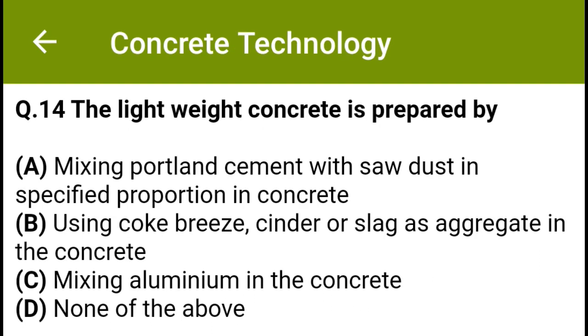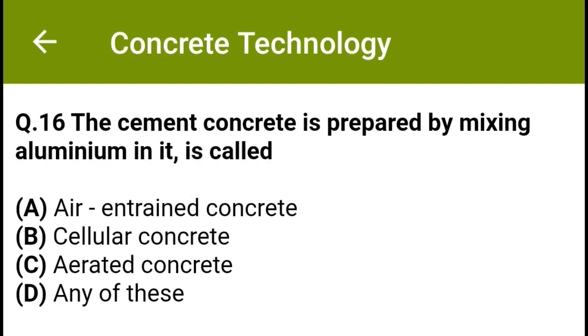The lightweight concrete is prepared by: option A, mixing Portland cement with sawdust in specified proportion in concrete. Option B, using coke breeze, cinder and slag as aggregate in the concrete. Option C, mixing aluminium in the concrete. Option D, none of the above. The correct answer is option B, using coke breeze, cinder or slag as aggregate in the concrete.